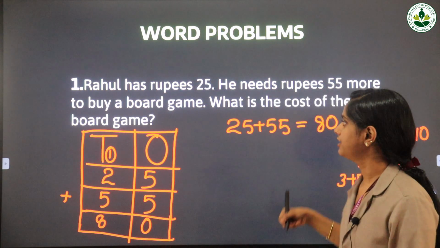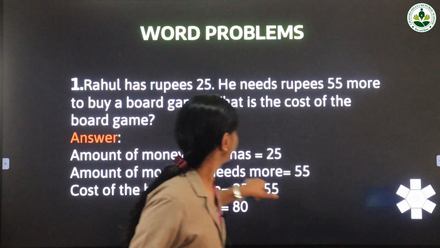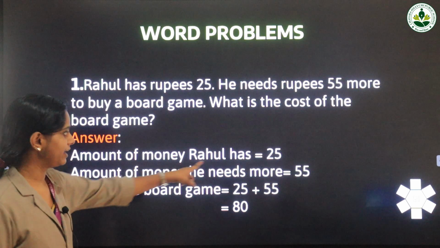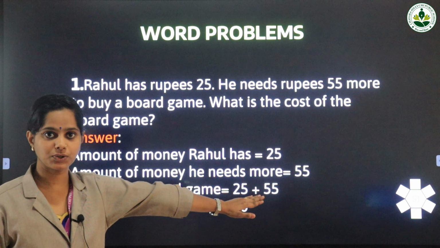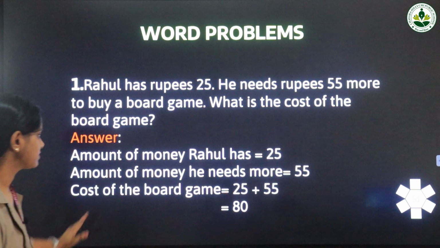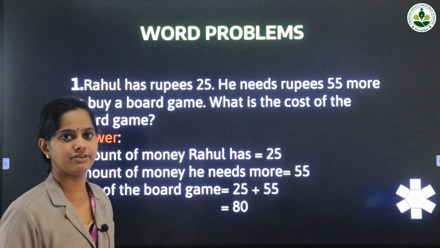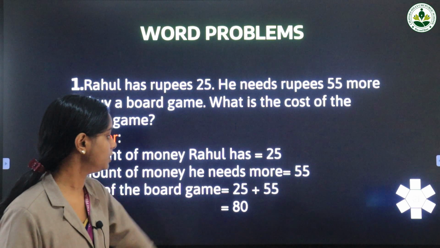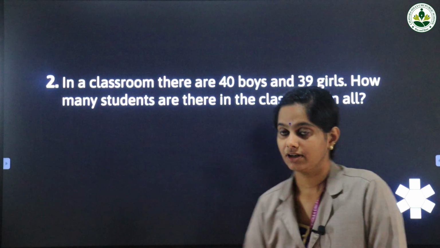The cost of the board game is equal to 18. Look here. The amount of money Rahul has is 25. The amount of money he needs more is 55 rupees. The cost of the board game is equal to 25 plus 55. 25 plus 55 is equal to 18. Okay, next question.